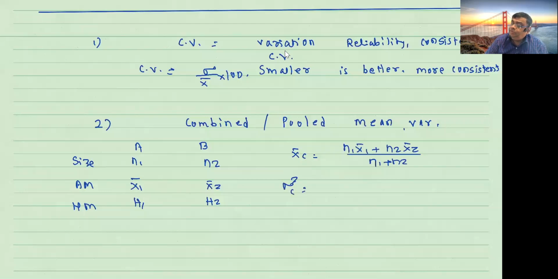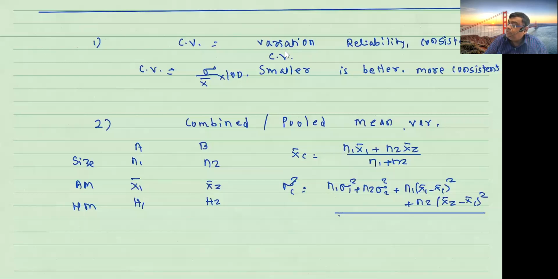Sigma square combined is N1 into sigma 1 square plus N2 into sigma 2 square plus N1 into (X1 bar minus X bar combined) square plus N2 into (X2 bar minus X bar combined) square, and that divided by N1 plus N2.